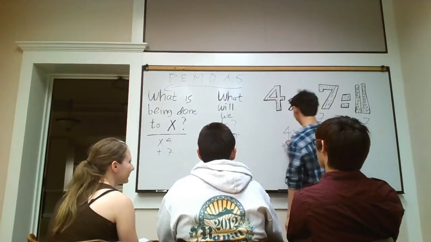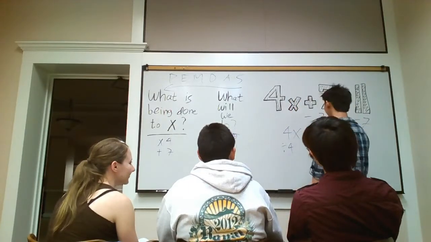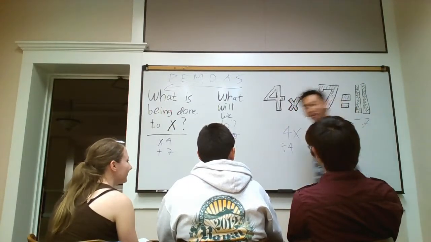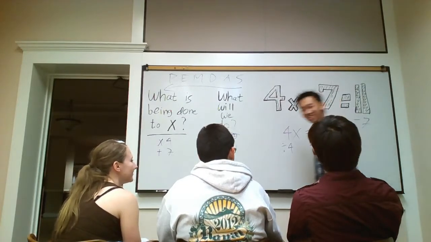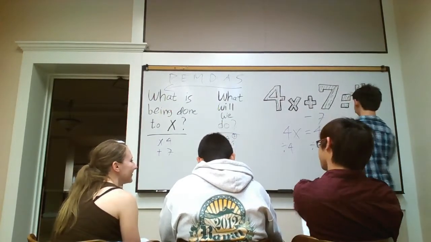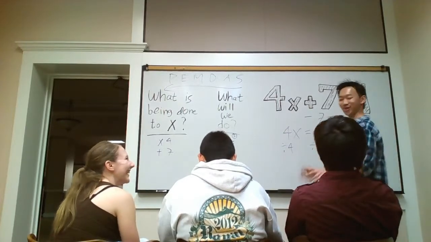So we're going to divide by 4 and divide by 4. Now what's 4x divided by 4? X. And 4 divided by 4 is? 1. X equals 1. We knew it all along.